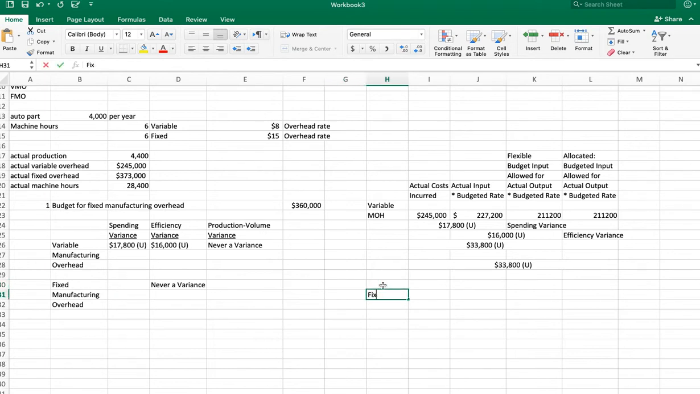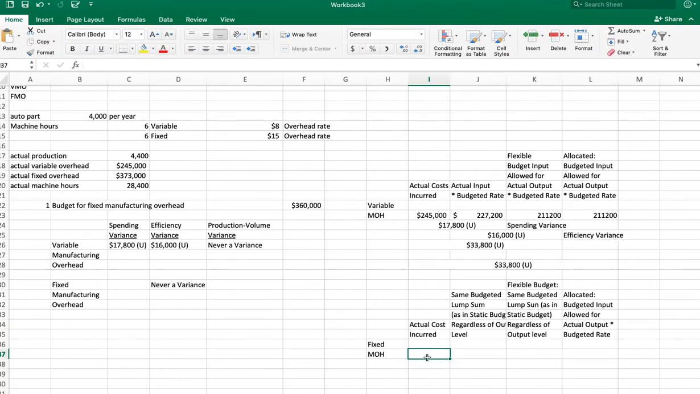Okay, so for our fixed manufacturing overhead, we're also going to do a 4-variance analysis. And I'm not going to make you watch me type all of this in. I filled it in, and you can pause and look at all that, but you've got the work in front of you, so I just went ahead and typed it in. My actual cost incurred for fixed was $373. That was given to me. My same budgeted lump sum, regardless of the output level, is the budgeted amount times the budgeted hours times the budgeted rate.